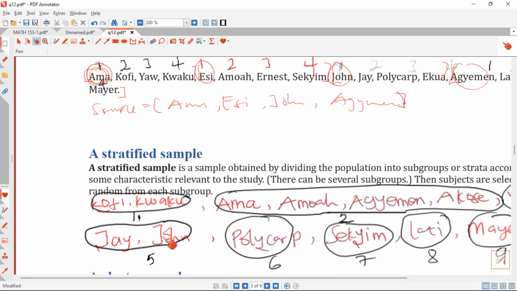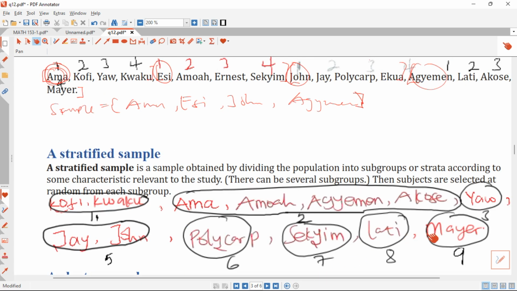And then we come to those starting with J. So we have J and then John, right? Forming the fifth strata. Those starting with P, we have only Polycarp. X, we have only Sechim. Lithi, that's the L, we have only Lithi. And then for the M, we have Maya. That forms that group. So here we have 9 individual groups.